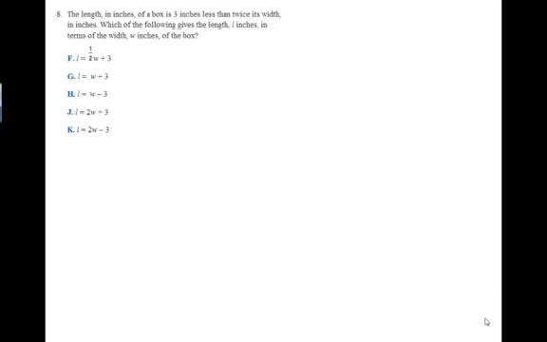The length in inches of a box is 3 inches less than twice its width. I hate formulas or problems like this. However, if it says, suppose I have a box, draw a box with length and width. What's width? W. What's length? Well, it's 3 inches less than twice its width, so it's twice its width minus 3.